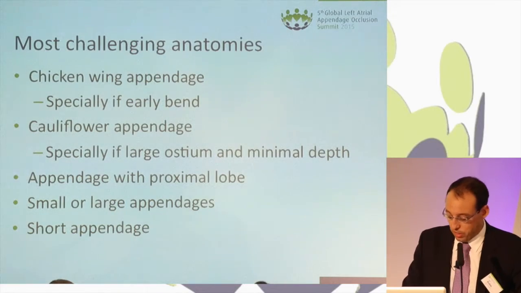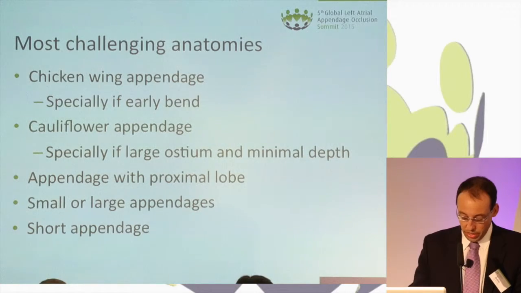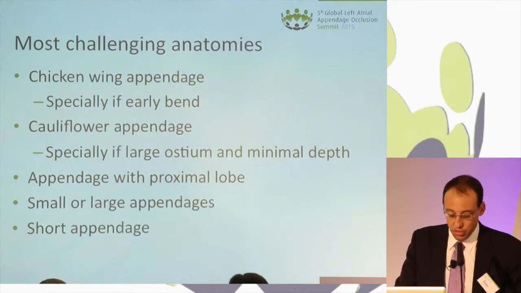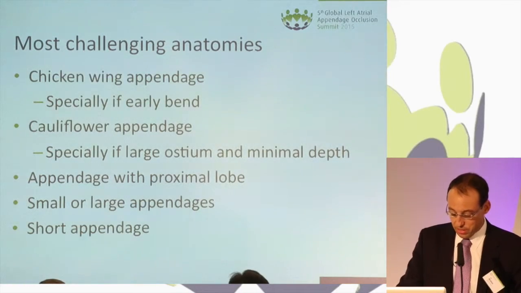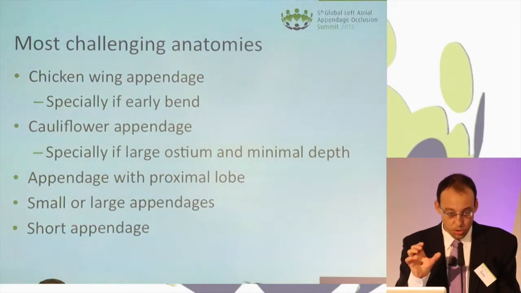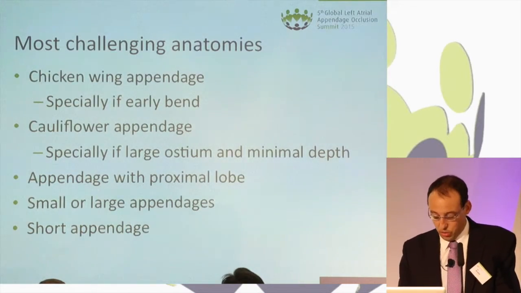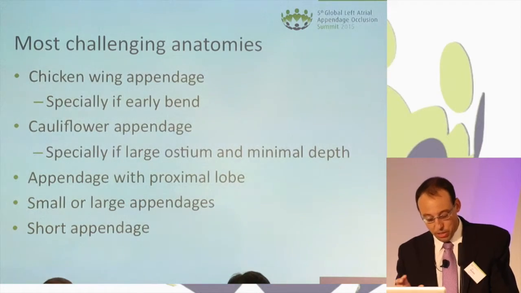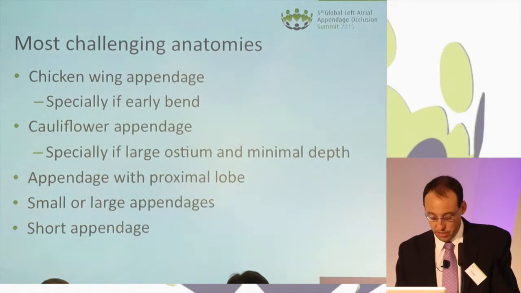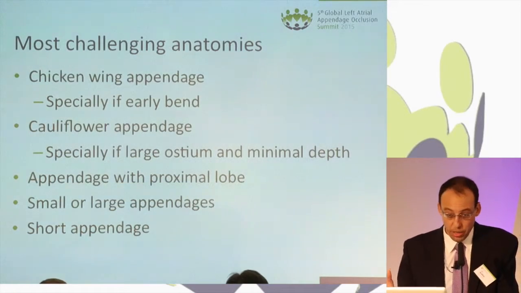A chicken wing appendage, especially with an early curve, so the curve right after the ostium. The cauliflower appendage, so not very common, but when it happens, it's often challenging to close because typically the ostium or the orifice is quite large. Often the depth is quite minimal. Appendage with a proximal lobe, often or sometimes challenging. Very small or very large appendage.